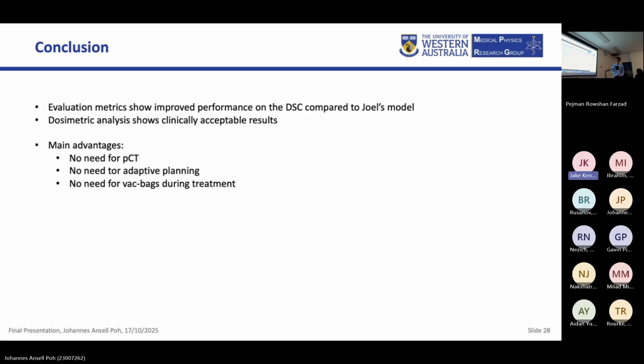And despite the dosimetric analysis not showing any improved dose calculations, the main advantage for my method is that there is no need for planning CT, so the process is as convenient as possible for the patients, and there is also no need for adaptive planning and using feedbacks during the treatment, which reduces the treatment time.